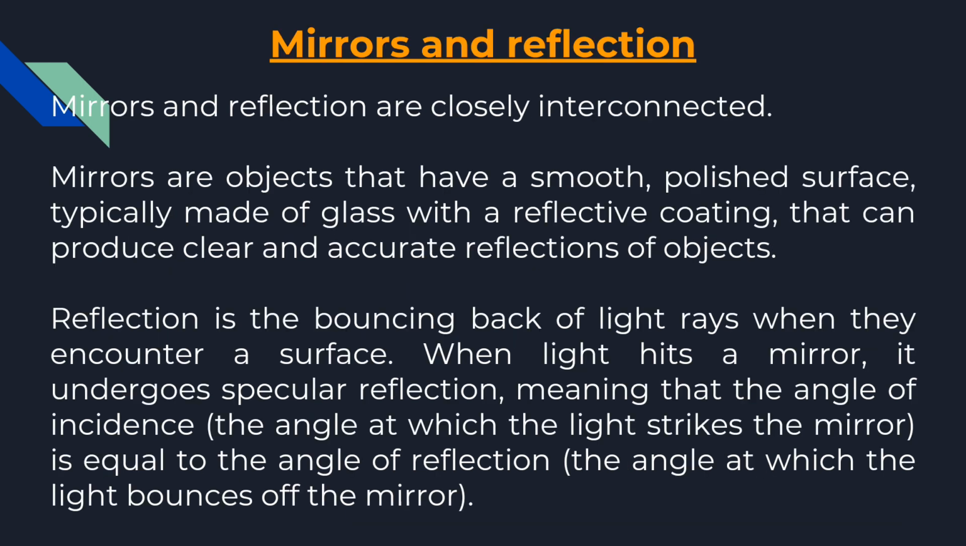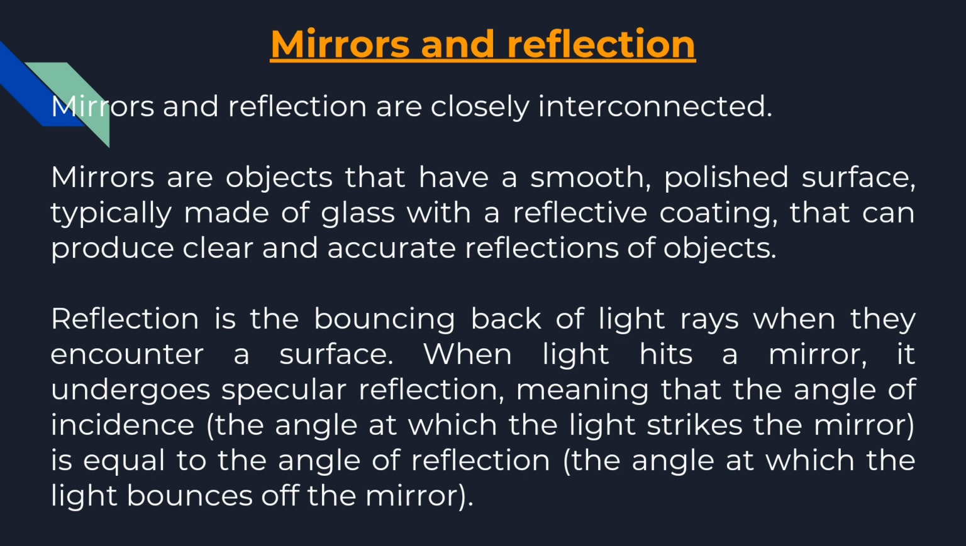Mirrors and reflection. Mirrors and reflection are closely interconnected. Mirrors are objects that have a smooth, polished surface, typically made of glass with a reflective coating, that can produce clear and accurate reflections of objects. Reflection is the bouncing back of light rays when they encounter a surface. When light hits a mirror, it undergoes specular reflection, meaning that the angle of incidence, the angle at which the light strikes the mirror, is equal to the angle of reflection, the angle at which the light bounces off the mirror.